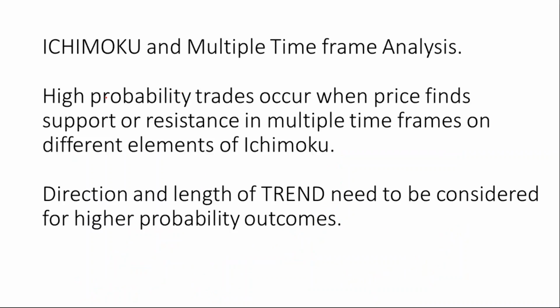So, Ichimoku and multiple time frame analysis: the high probability trades occur when price finds support or resistance in multiple time frames on different elements of Ichimoku. Directional length of trend needs to be considered for higher probability outcomes.